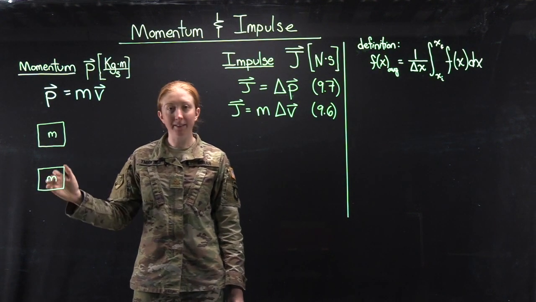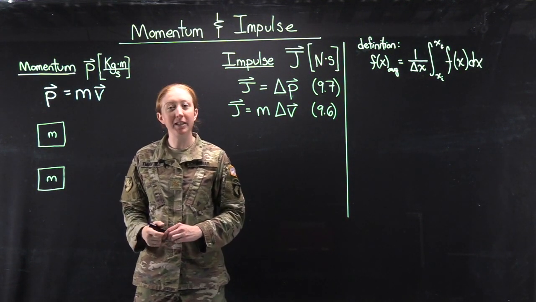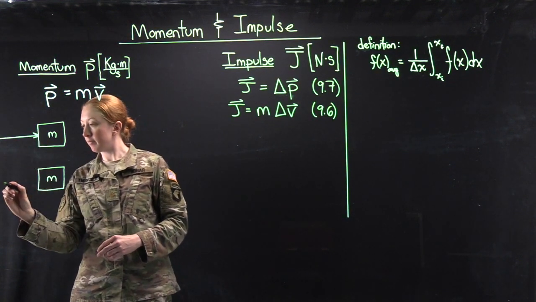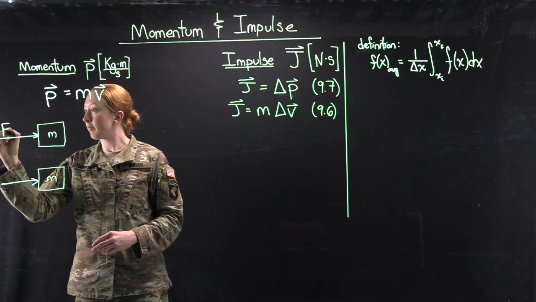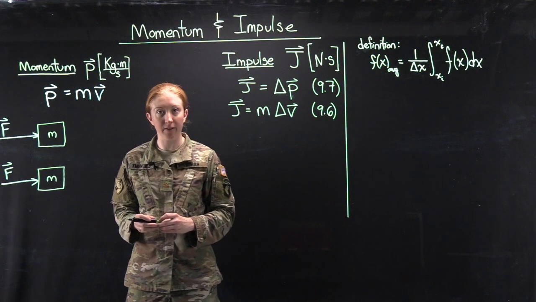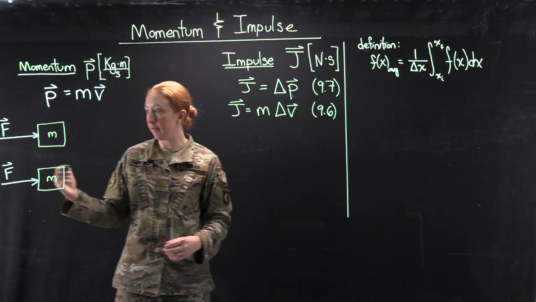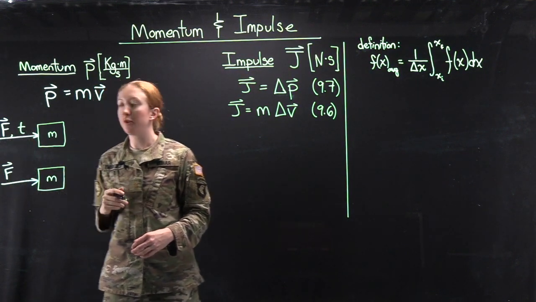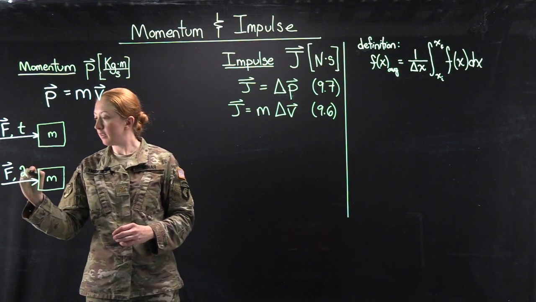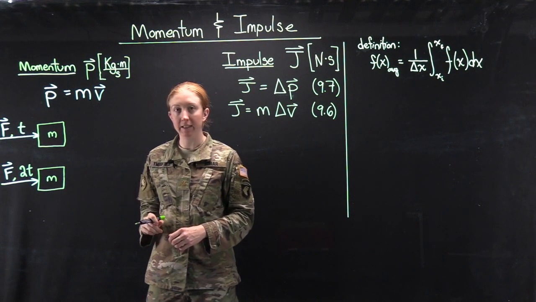I have two masses here that are identical in mass, and I'm going to apply the same force to both of them. Call that force F. I'm going to change, however, the amount of time over which I apply that force. So the first object will have the force applied for some time t. The second object has the force applied for some time 2t.